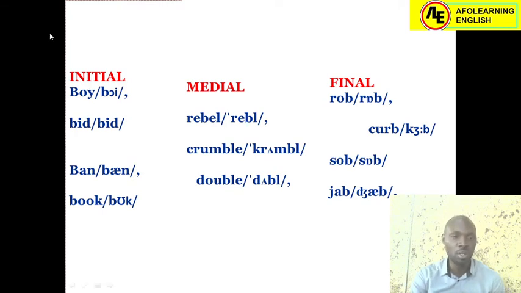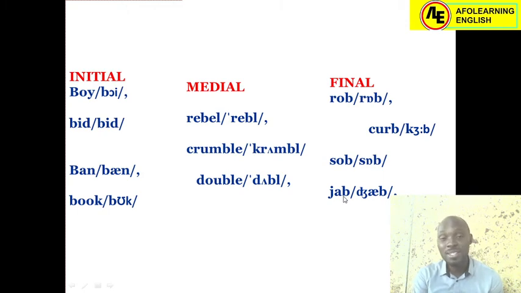At the beginning of words, we have boy, bead, ban, and book. At the middle, that's word medial, we have rebel, rebel. So the sound comes at the middle. Then we have crumble and double. Then at the end of words, we have rub, curb, sub, and jab.